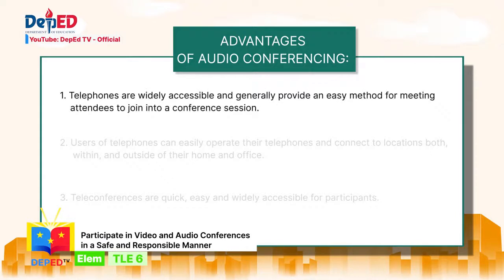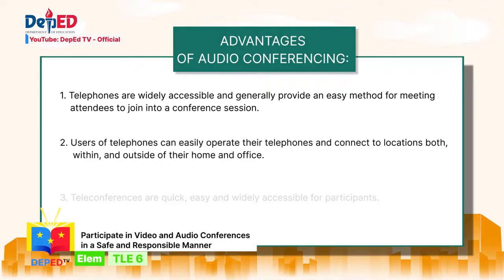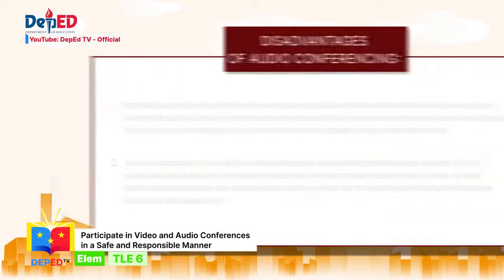Number 1, telephones are widely accessible and generally provide an easy method for meeting attendees to join into a conference session. Number 2, users of telephones can easily operate their telephones and connect to locations both within and outside of their home and office. Number 3, teleconferences are quick, easy, and generally widely accessible for participants.